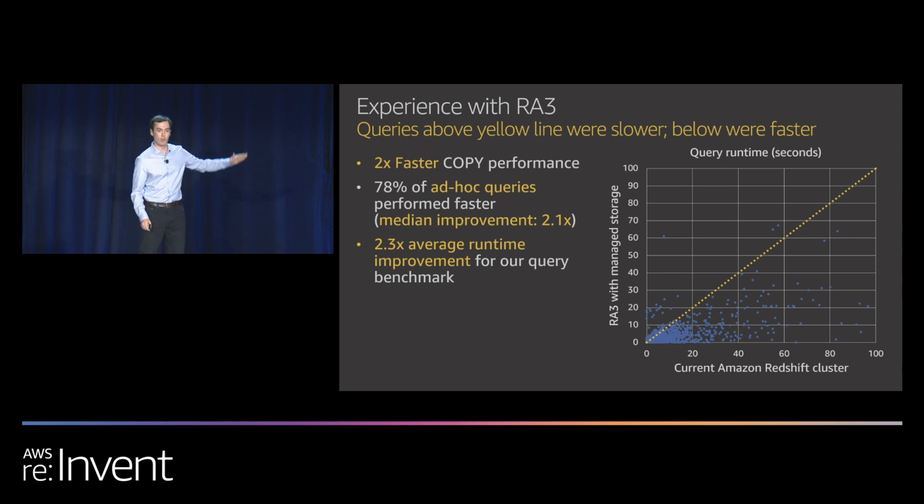So everything below the yellow line performed better on the RA3 cluster. You'll note not every single query performed better. There were some that did actually go slower, presumably because they had to reach out to S3. But about 78% of queries did, in fact, run faster. And the median speedup we saw was about 2.1x. So they were running, on average, in about half the time. So we were really excited to see that.